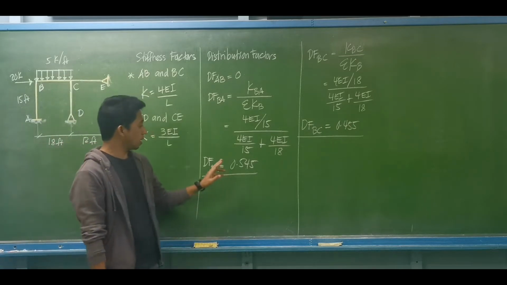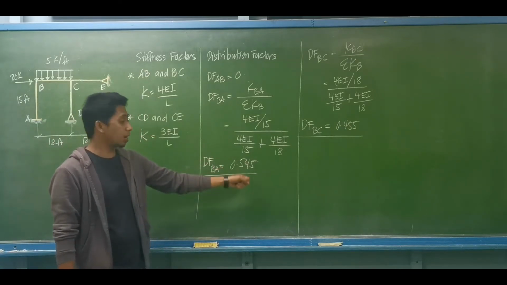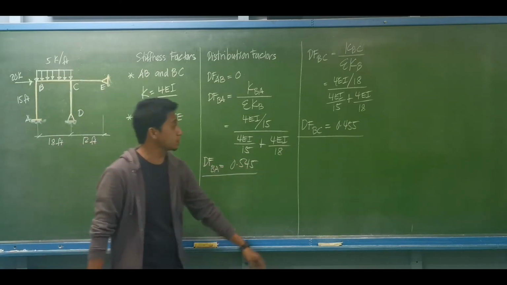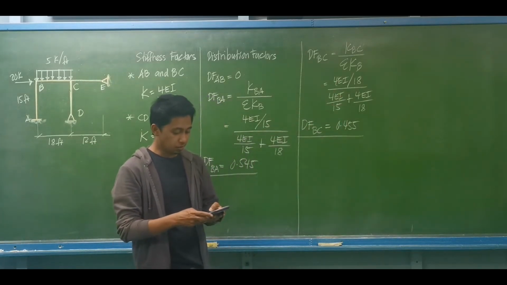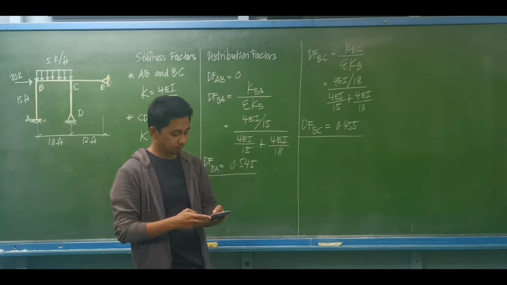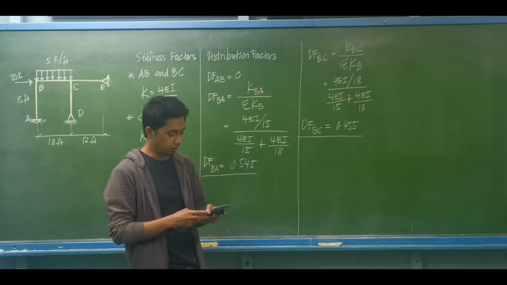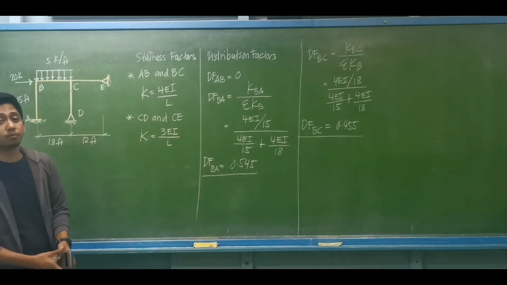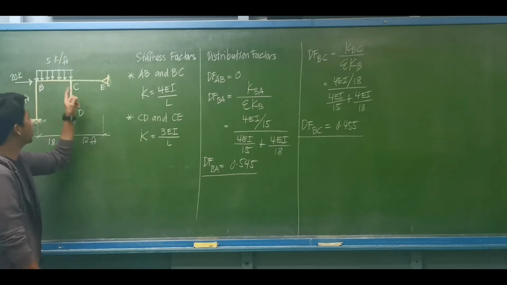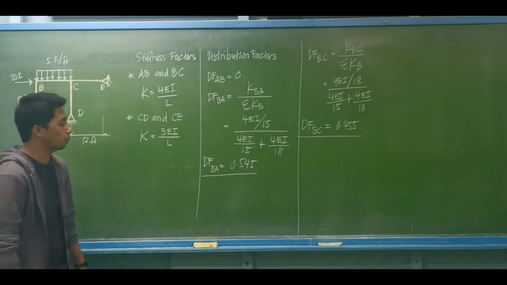Take note that the summation of the distribution factors for a given joint is always equal to 1. Since we have BA, 1 minus 0.545 is the same as 0.455, or the same as computing this value: 4 over 18 divided by 4 over 15 plus 4 over 18. So it's the same as 0.455. Again, the summation of the distribution factors for a given joint is always equal to 1.